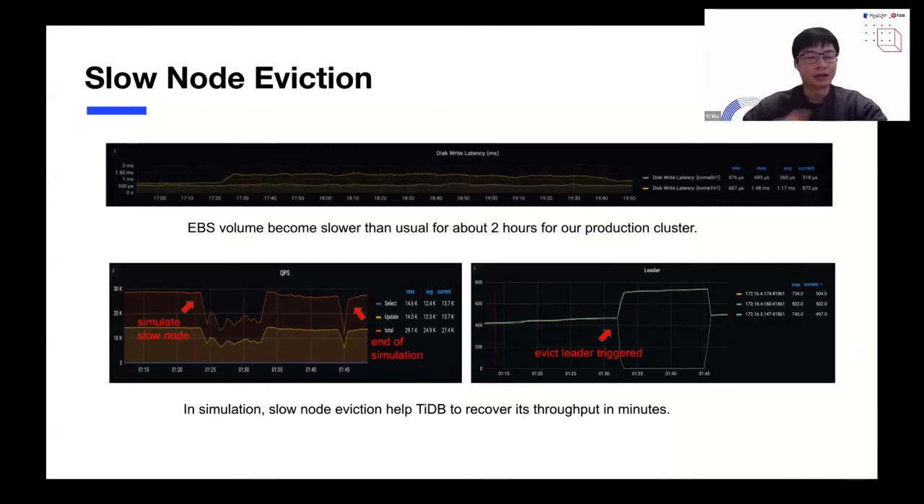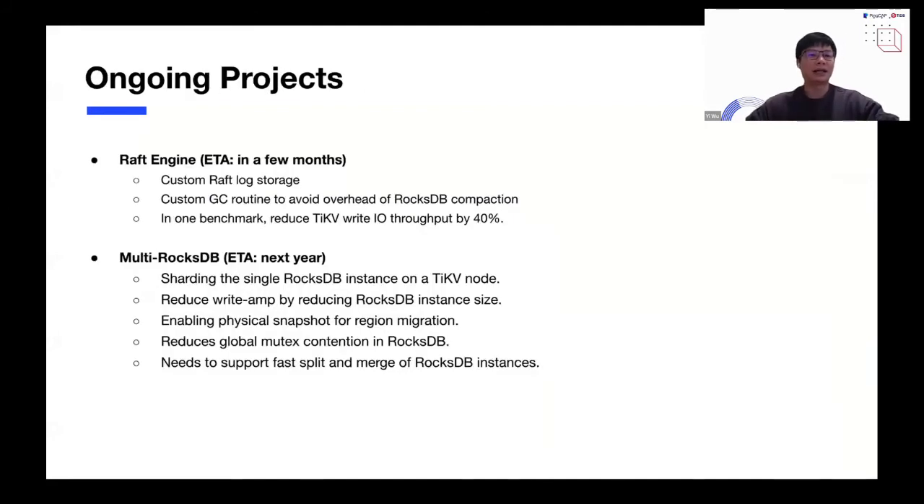So yeah, those are the two major optimizations that we have done on TiKV to make TiDB run better when using cloud-based EBS. And there are some ongoing projects we hope to get done soon. One thing is the Raft engine. For now, for each of the TiKV nodes, we have two RocksDB instances, one to store the Raft log and one to store the data.